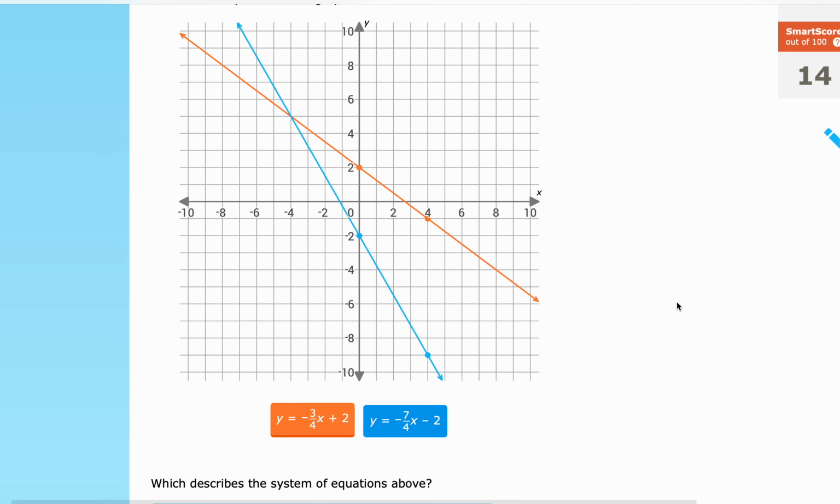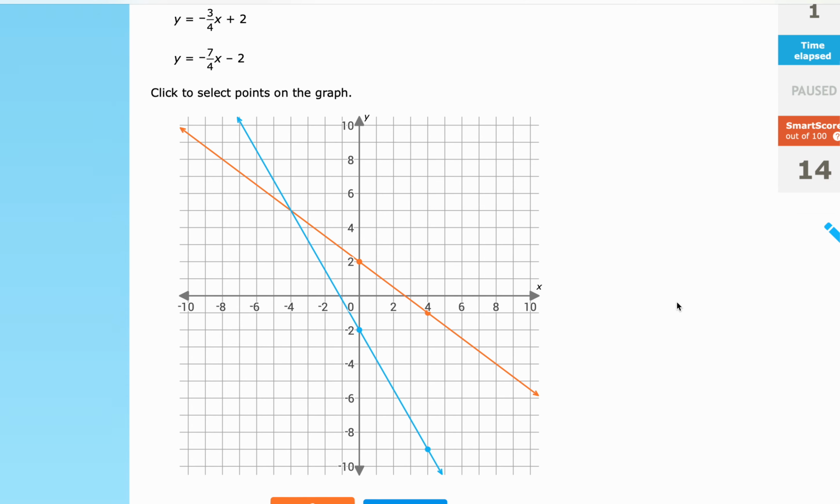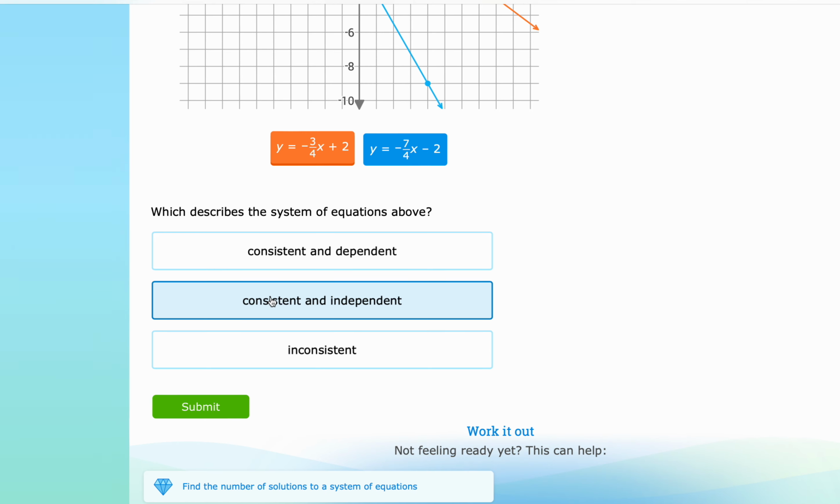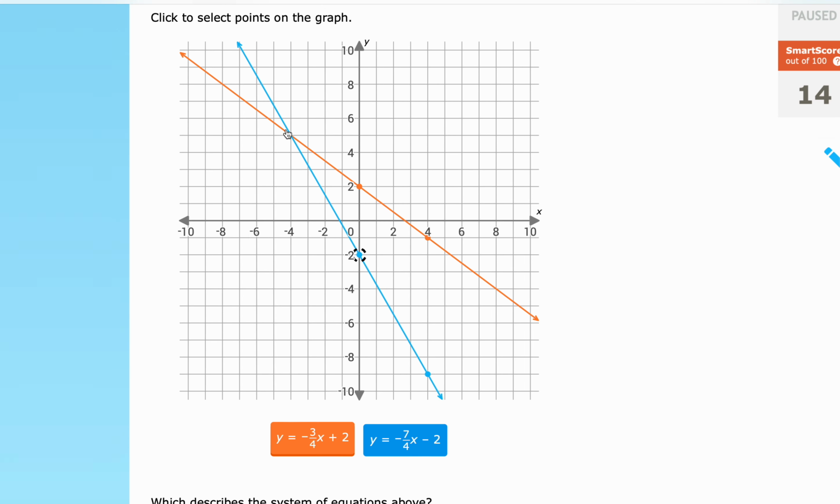So let's say we have y equals minus 7 over 4x minus 2 and y equals minus 3 over 4x plus 2. Oh, this does not work. Let's talk about other equations and solutions. Let's say they actually form a single line, just one line. That means I will have infinitely many solutions, for any value of x. Consistent and independent, by its definition, is where the lines touch at one solution, intersecting at one place.